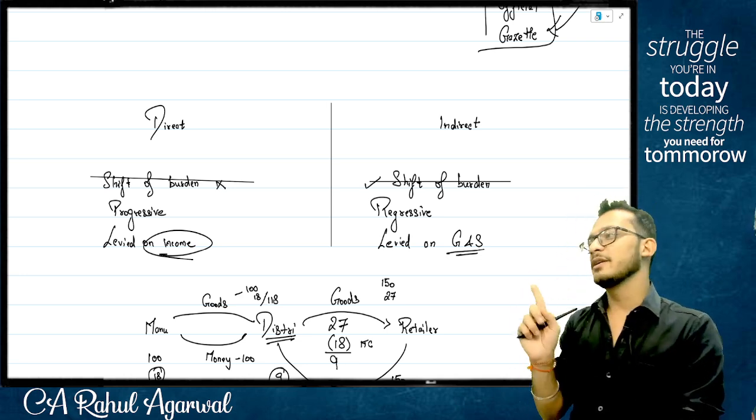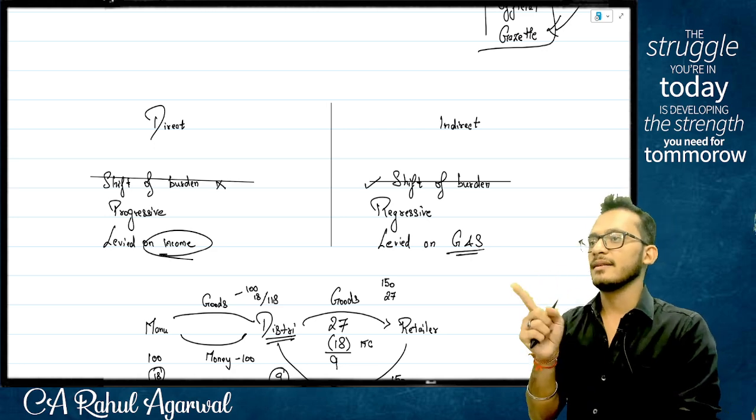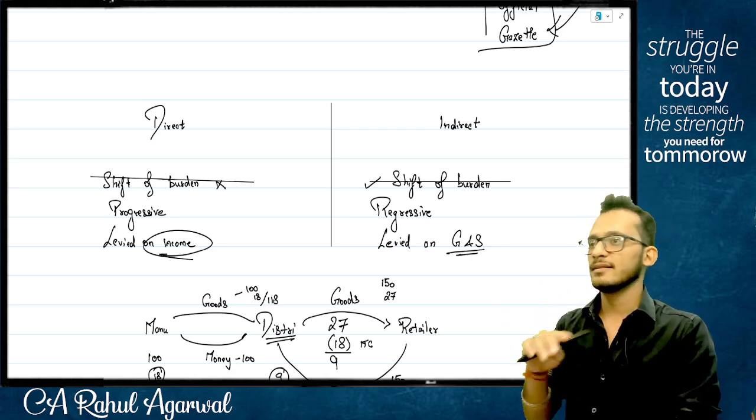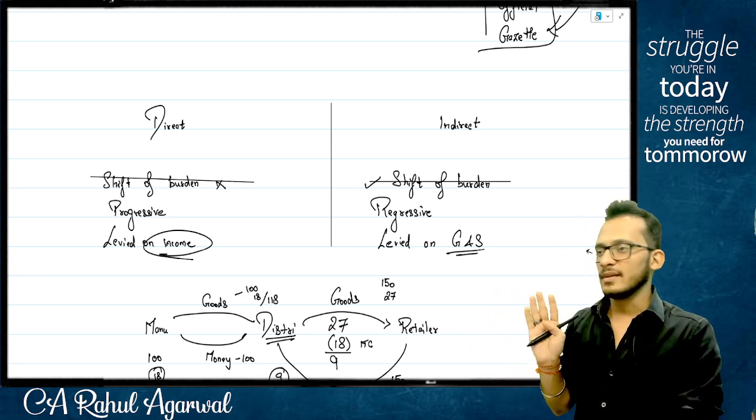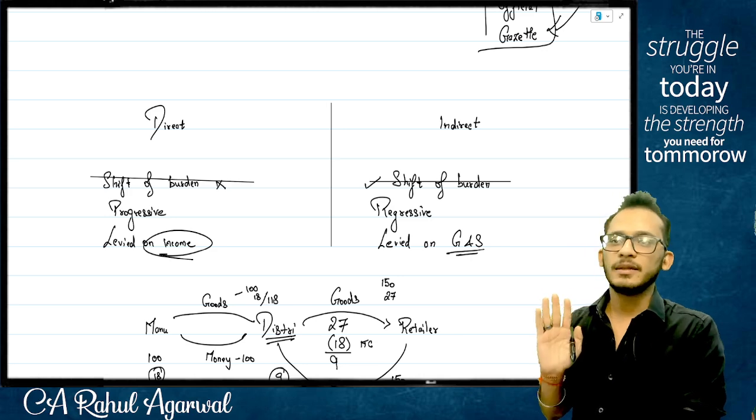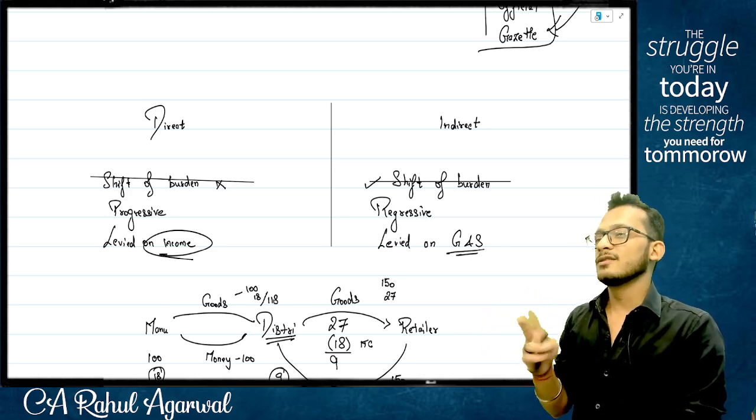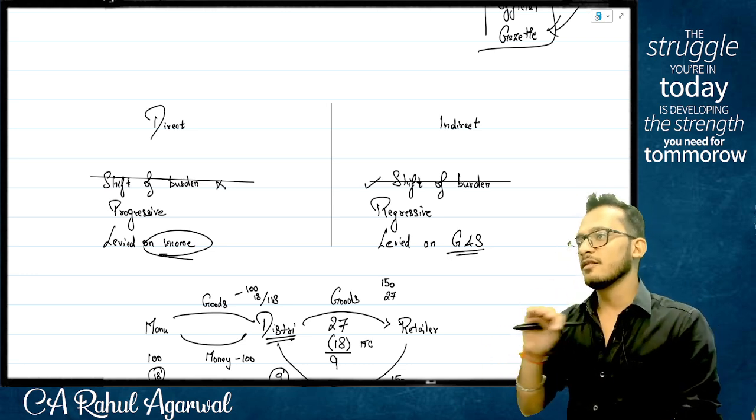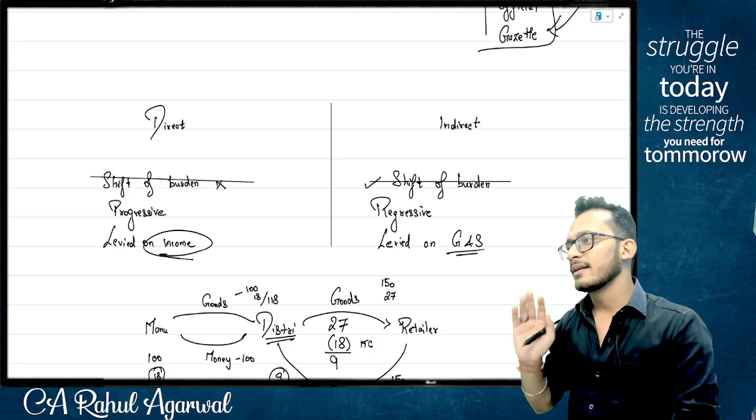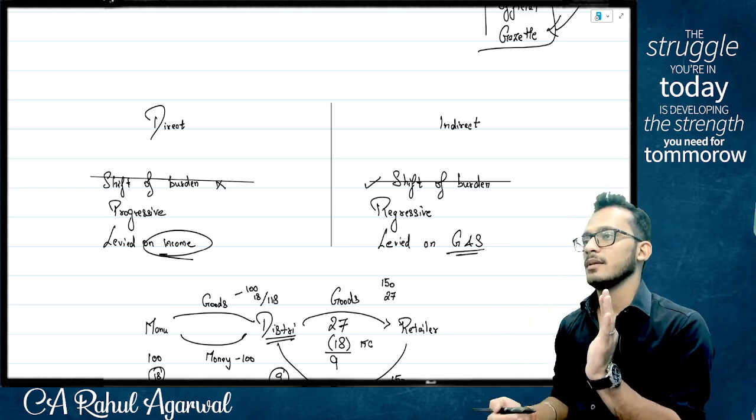There is only one difference between direct tax and indirect tax. The difference is that if it is a tax levied on income, it is direct tax. If it's a tax levied on goods and services, it is an indirect tax. That is what the logic is, as simple as that. Progressive and regressive is not exactly a difference. That's a consequence. Because you're levying tax on income, it's progressive. Because you're levying tax on expenses, it is regressive. It's not technically a difference, it's a consequence.